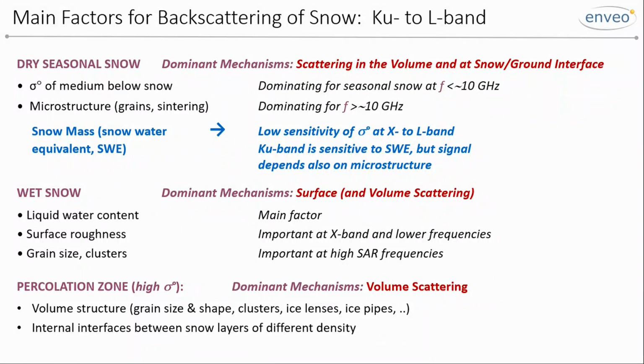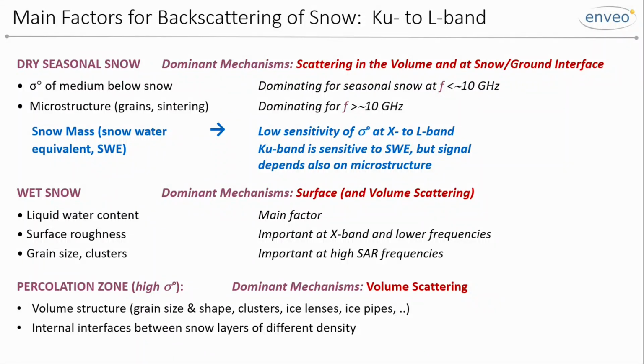But the problem here is the microstructure of the snow, and this starts to play a role when I go to higher frequencies. We are in the range of a few millimeters wavelength, and of course bigger grains and clusters have the same size, and if the size is in the same order of magnitude as the wavelength, then this plays a role. For wet snow, the dominant mechanism is surface and volume scattering. I come to this tomorrow in a little more detail, so I just let you know.